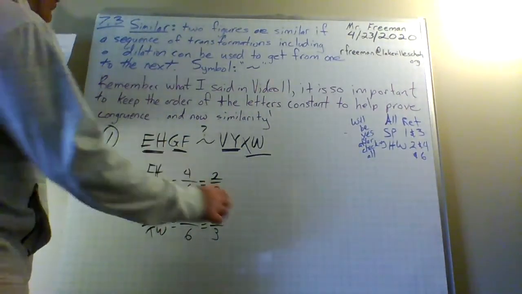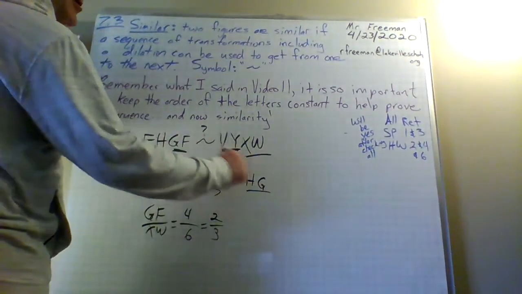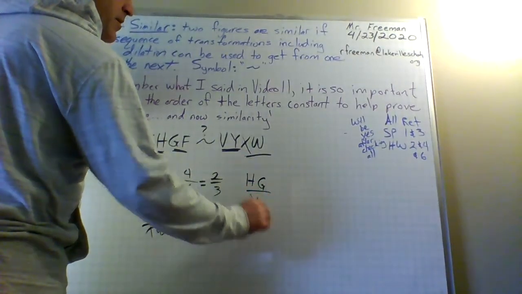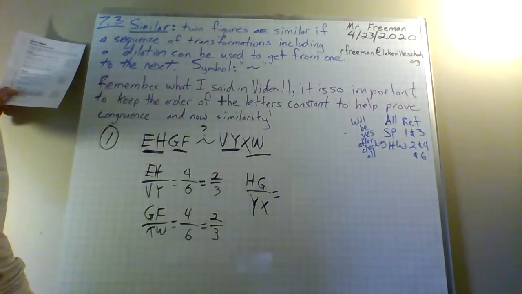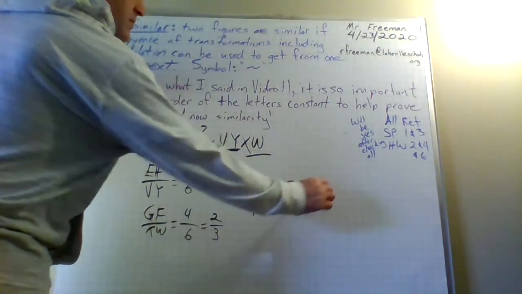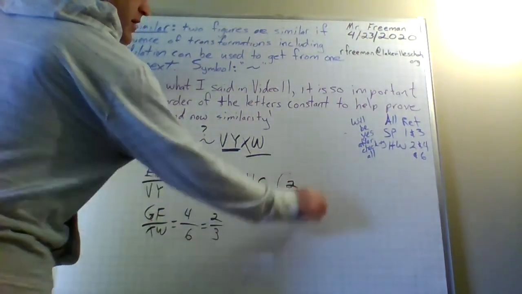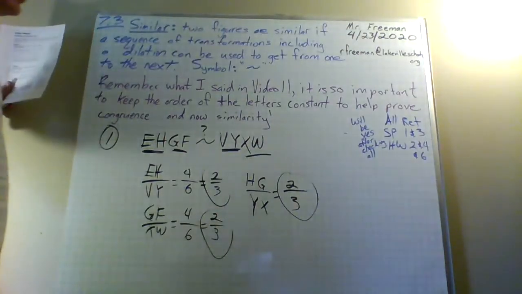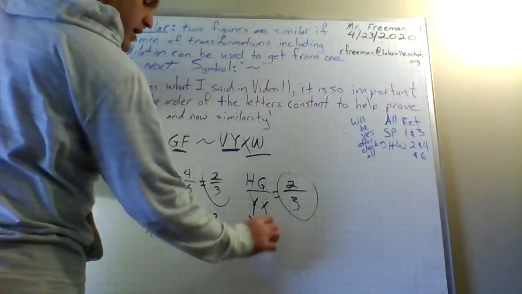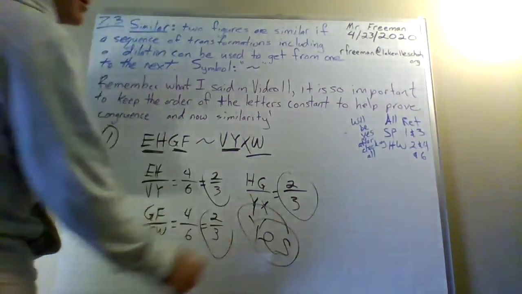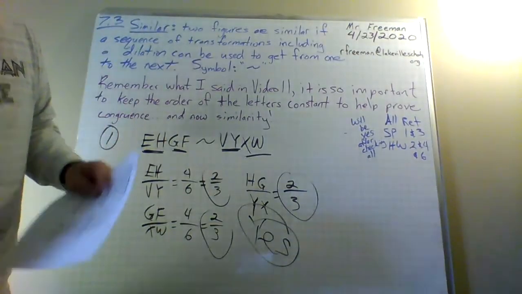Like, for example, what if I take HG and I compare HG to YX, right? Well, HG is 2 units. YX is 3 units. So nice that each one of them is 2/3. Okay, this one I could either erase my question mark there or say that yes, those guys are similar. So let's move on to our skills practice page.